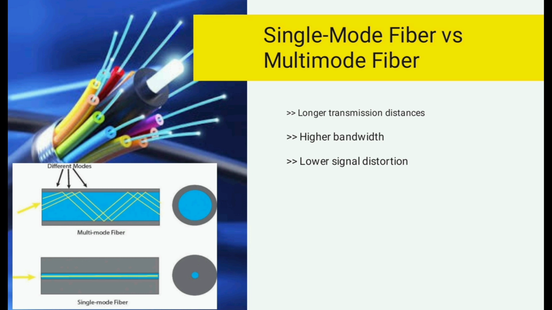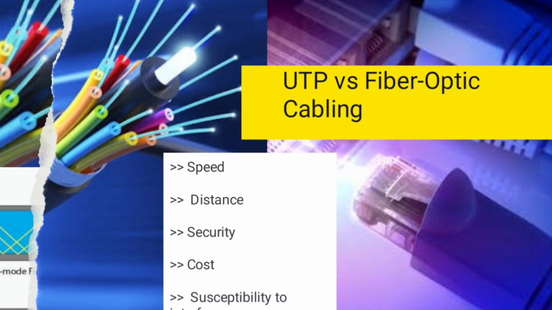Single-mode fiber can transmit data over much longer distances than multimode fiber without experiencing signal degradation. Higher bandwidth. Single-mode fiber has a much higher bandwidth capacity than multimode fiber, which allows for higher data rates. Lower signal distortion. Single-mode fiber is less susceptible to signal distortion caused by modal dispersion, which results in clearer and more reliable data transmission. Overall, single-mode fiber is the preferred choice for applications that require high-speed data transfer over long distances, while multimode fiber is better suited for shorter distance applications.